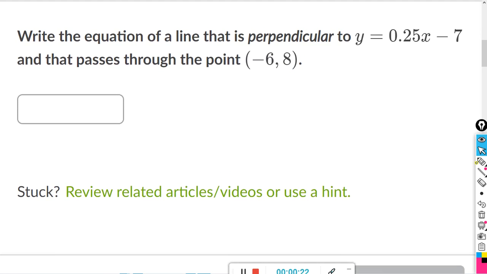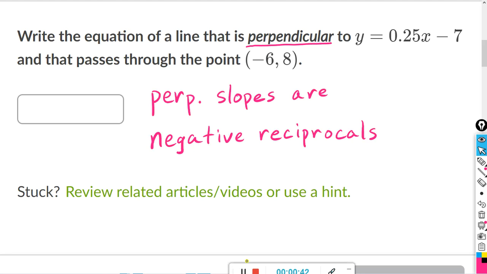All right. So when the lines are perpendicular, their slopes are going to be the negative reciprocals of each other. All right, so perpendicular slopes are negative reciprocals. And there's two steps to finding the negative reciprocal.